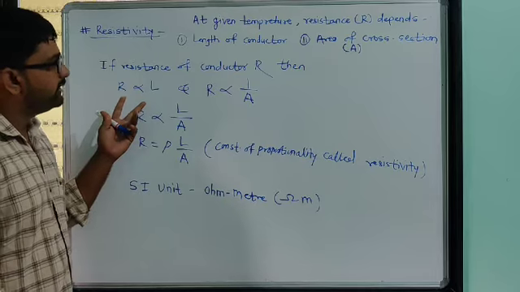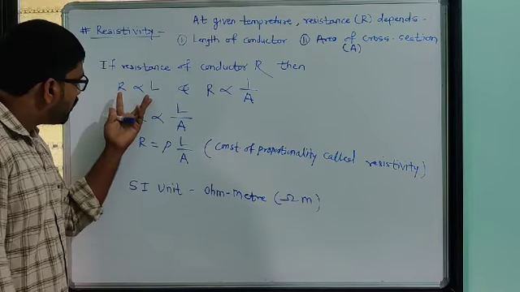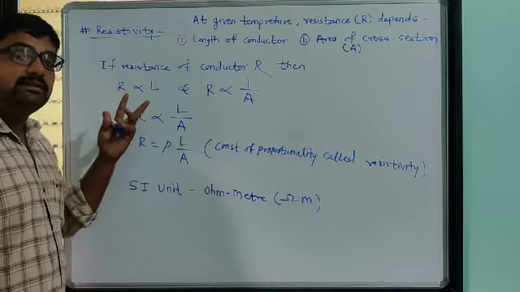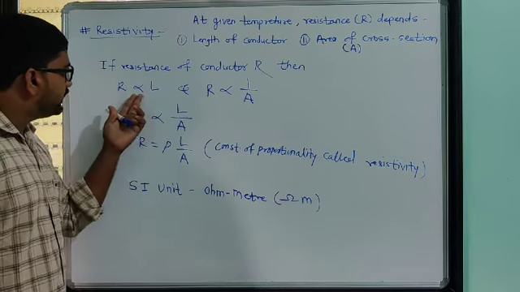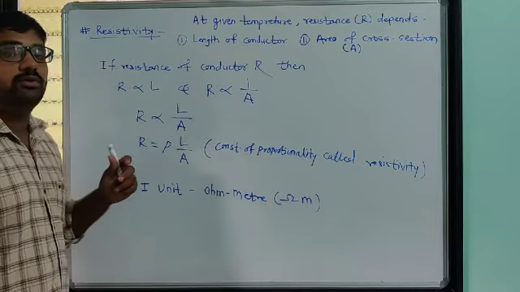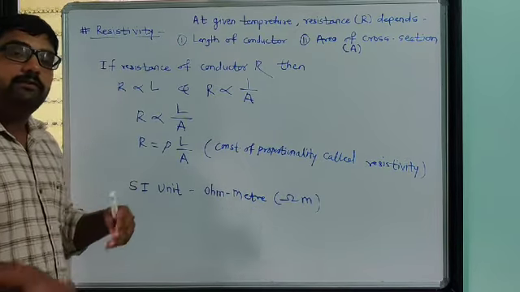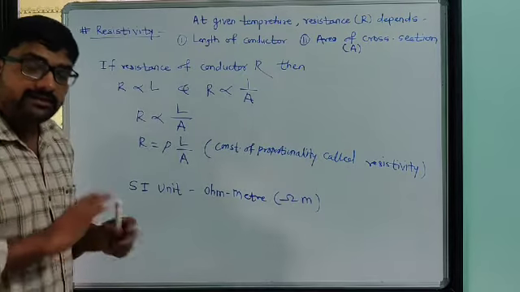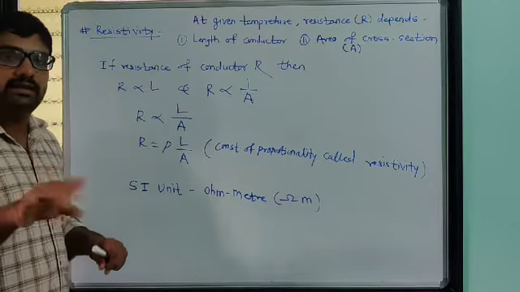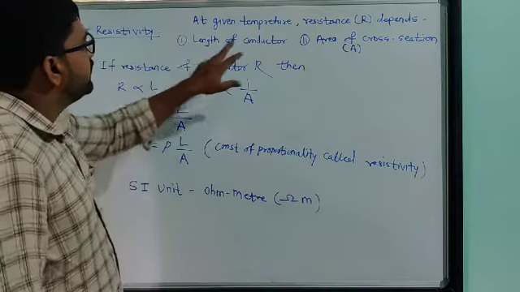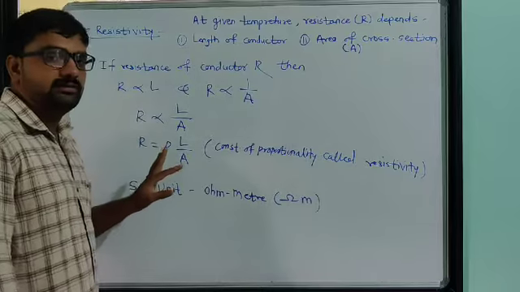So in the case of resistance, the length of the conductor matters, because resistance and length have a direct relation. Resistance of a conductor is directly proportional to length, which means if length increases, then resistance increases. If length decreases, then resistance will decrease. So there is a direct relation between the length of the conductor and resistance.